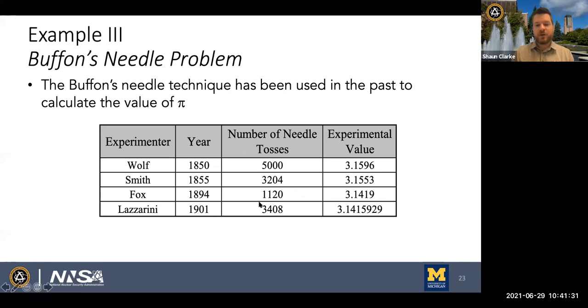So if you have some free time this evening and you want to drop 3,000 to 5,000 needles on your floor and count them all, you can estimate pi to pretty good precision. Actually, this is 3.14159. This is 7 digits of precision, estimated for pi in the year 1901 using this approach.